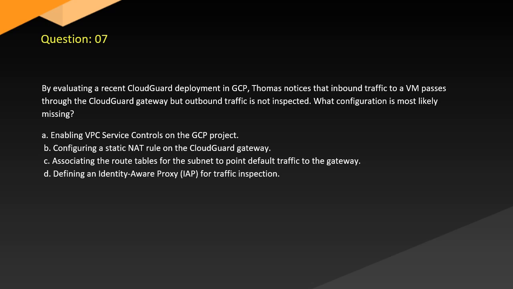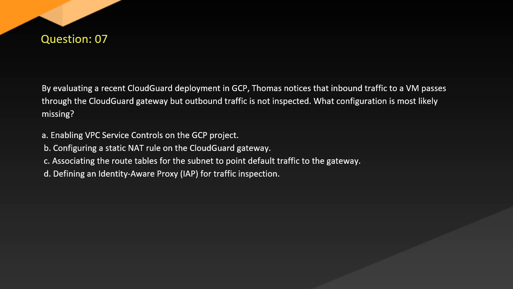Question 7. By evaluating a recent CloudGuard deployment in GCP, Thomas notices that inbound traffic to workloads passes through the CloudGuard gateway, but outbound traffic is not inspected. What configuration is most likely missing? A. Enabling VPC service controls on the GCP project. B. Configuring a static NAT rule on the CloudGuard gateway.